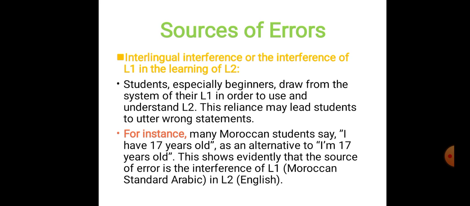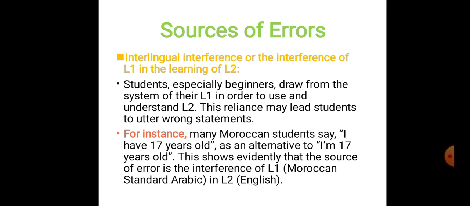We have interlingual interference, or the interference of L1 in the learning of L2. Interference occurs between two languages or more. Usually L1 interferes in your L2. It takes place at different levels: morphological, phonological, semantic. For example, the interference of Moroccan Arabic into English. You transfer certain linguistic characteristics from L1 into L2.